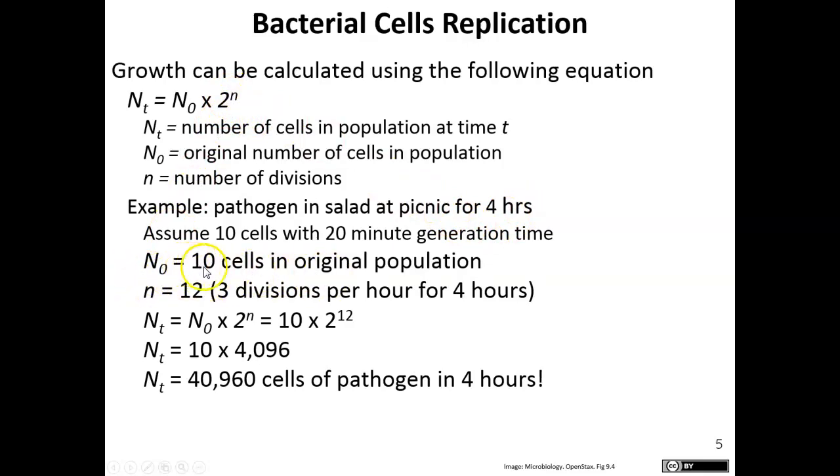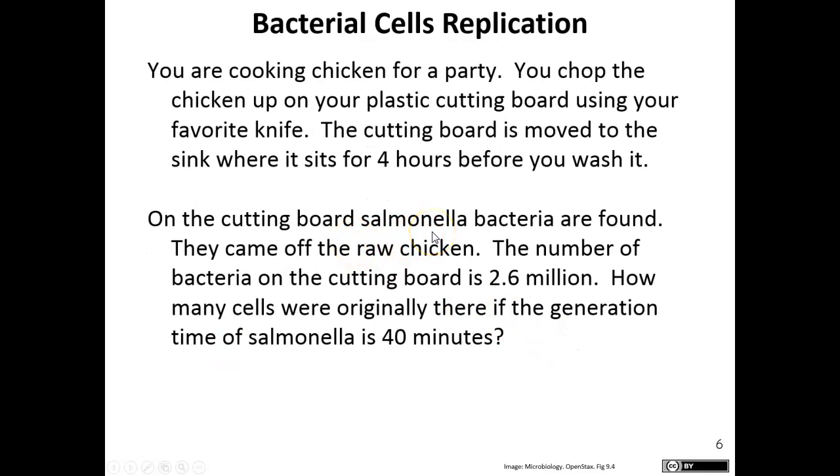So down here I have 10 cells in the original population, and here your n number is 12. So we're trying to figure out N sub t, which is N sub 0 times 2 to the n. That is 10 times 2 to the 12th, which is 10 times 4,096, which gives you 40,960 pathogens in that potato salad. So it can really become very potentially damaging.